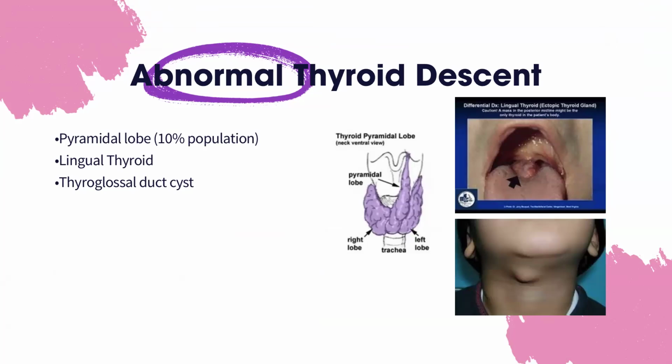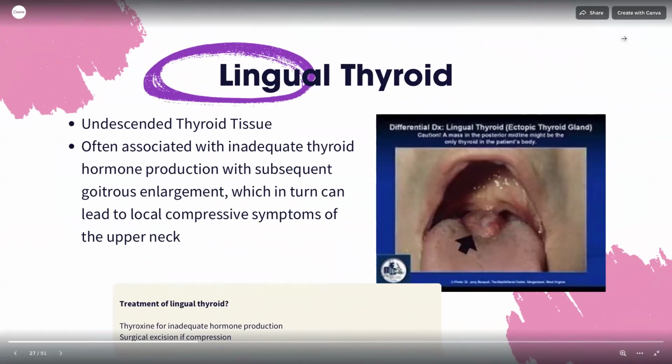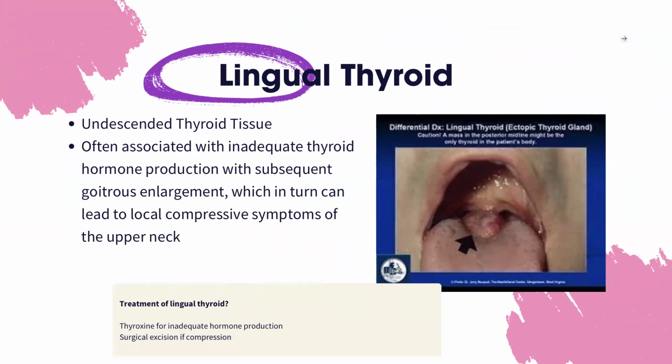So for lingual thyroid, this is just undescended thyroid tissue. Usually when patients have lingual thyroid, they'll have inadequate thyroid hormone production, and they can sometimes get enlargement, which can turn to compressive symptoms in the upper neck. So in order to treat this, if they do have inadequate thyroid hormone, you obviously give them thyroxine, and surgical excision if there are compression issues.